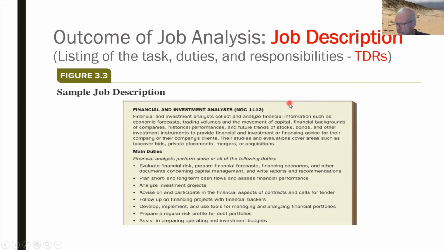So, what you do. Financial investment analysts evaluate financial risk, they analyze investment projects, et cetera. What is an instructor at Medicine Hat College? Well, they teach courses. What else do they do? They put together exams. What else? Mark stuff. So those would all be in a job description. That's one key output of the job analysis, the job description.